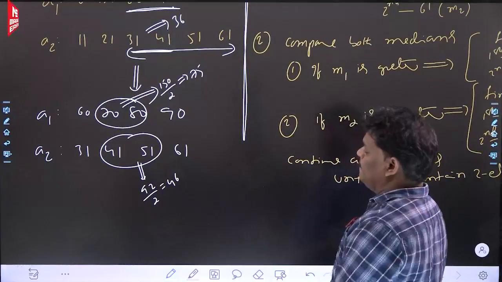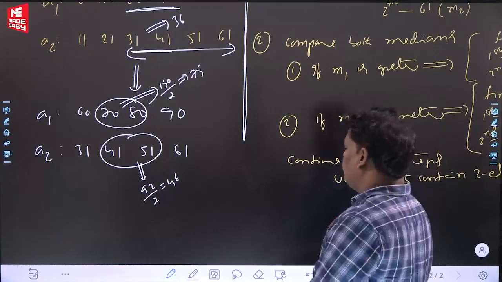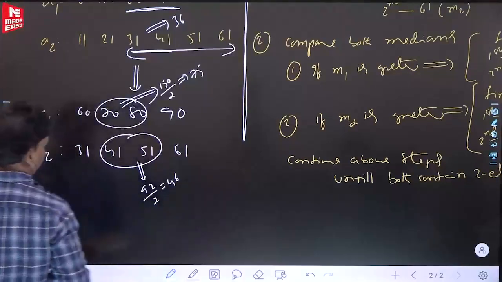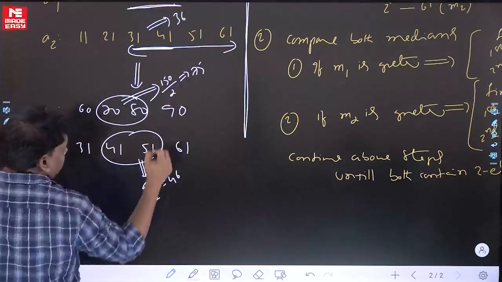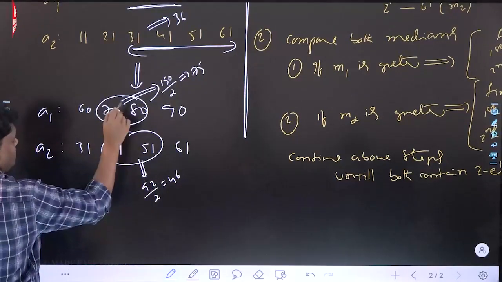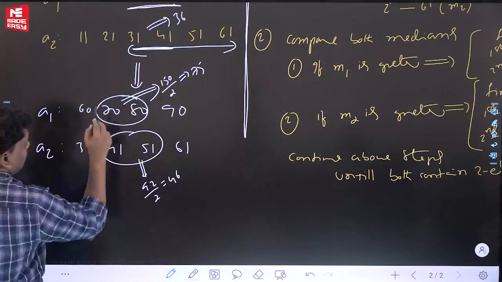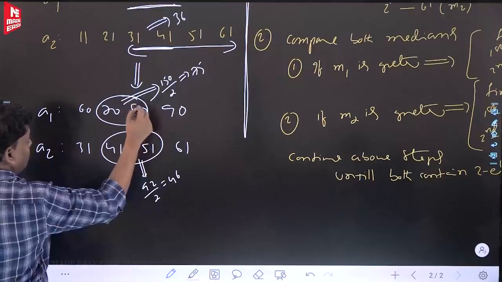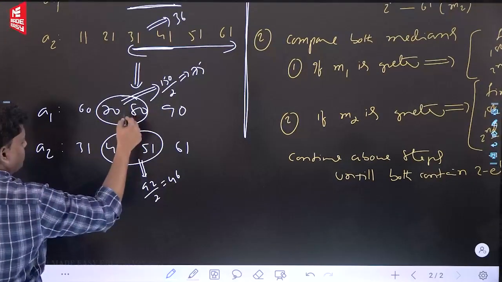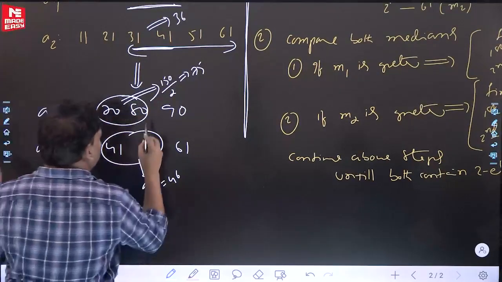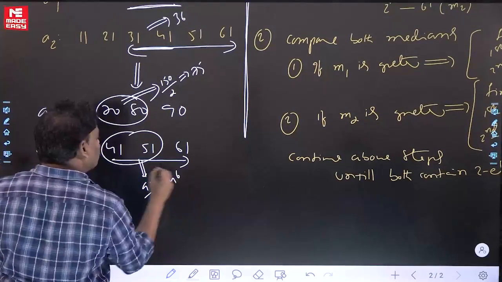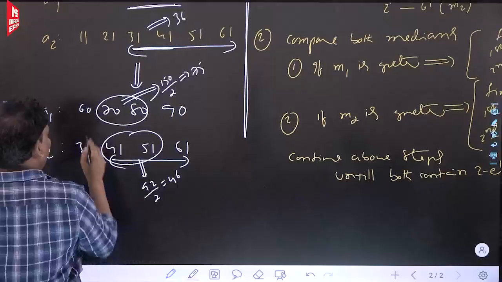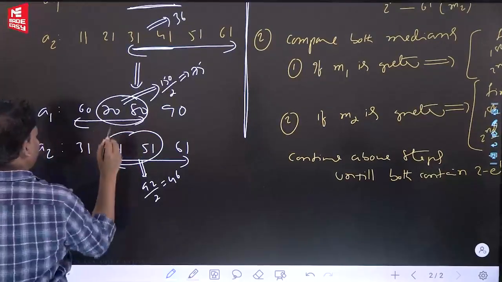Right? Fine. So now check once again. Compare both the medians. One is 75, another one is 46. Which is bigger? First one is bigger. Comparing M1 and M2, M1 is bigger. If M1 is bigger, which side should the median be? M2 right side, M1 left side, including those, right?